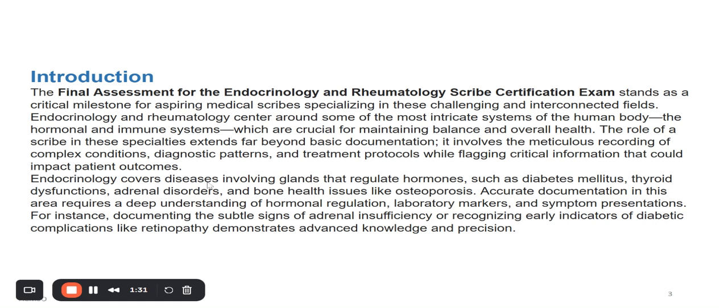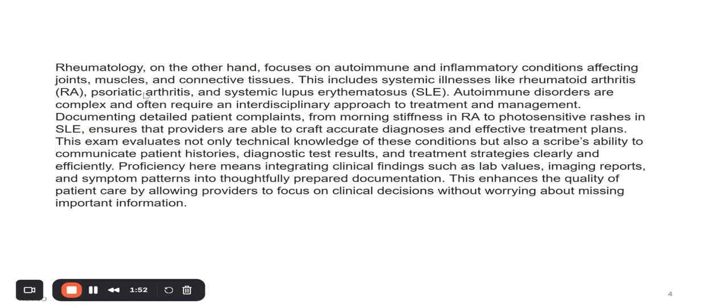Accurate documentation in this area requires a deep understanding of hormonal regulation, laboratory markers, and symptom presentations. For instance, documenting the subtle signs of adrenal insufficiency or recognizing early indicators of diabetic complications like retinopathy demonstrates advanced knowledge and precision. Rheumatology, on the other hand, focuses on autoimmune and inflammatory conditions affecting joints, muscles, and connective tissues.